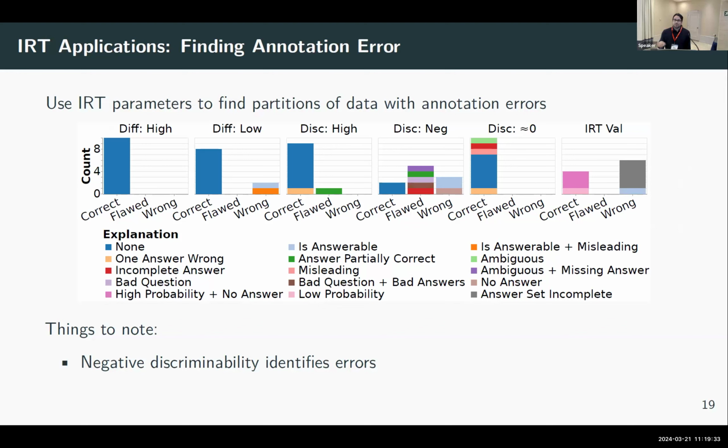So the factors that we compared were, well, what if we look at all the high difficulty questions? All those questions seemed fine to us. All the low difficulty questions mostly were fine. Where we ran into lots of questions that we thought were just bad questions was in the negative discriminability category. It could be anywhere from, like this red represents an incomplete answer, to this green, the answer is only partially correct, or this purple, that the answer was ambiguous or the answer is just missing from the answer text.